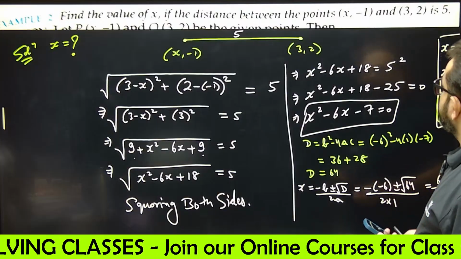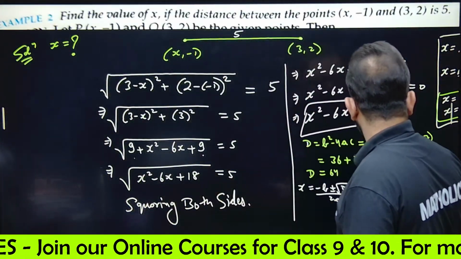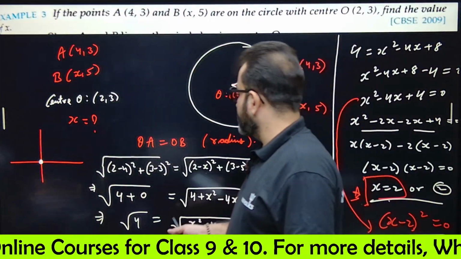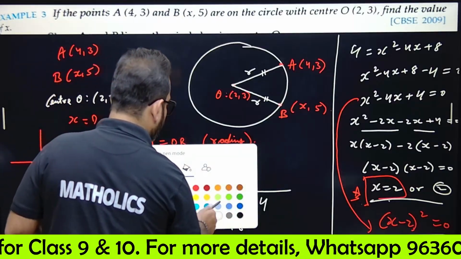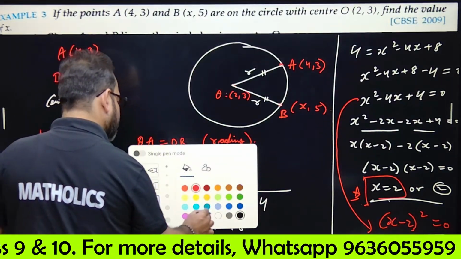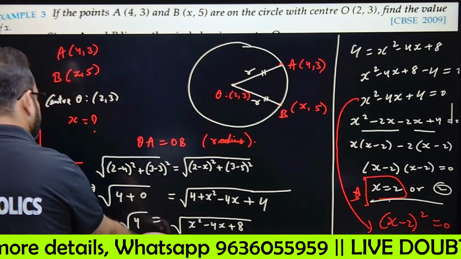This we are done. Find the value of x. X was equal to 7 and 1. Okay, done. The next one I gave you for homework. Did anyone solve this question? Let me see. Yes or no?